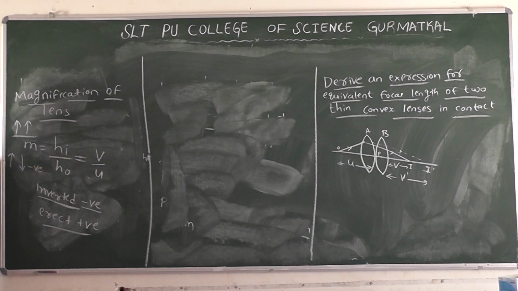The negative symbol is not constant every time. When we see the object and the image, then we have to decide the positive or negative symbol. So in the general case, m is equal to hi by ho, or in the form of distances, v by u.